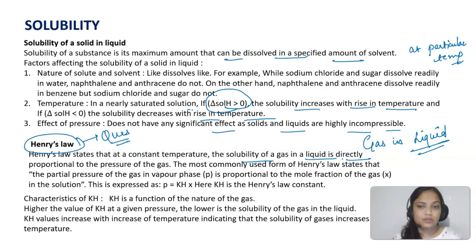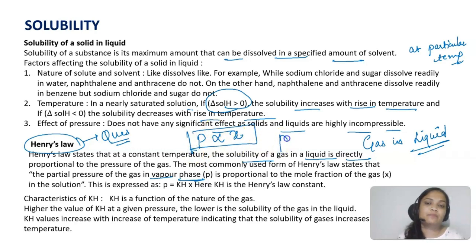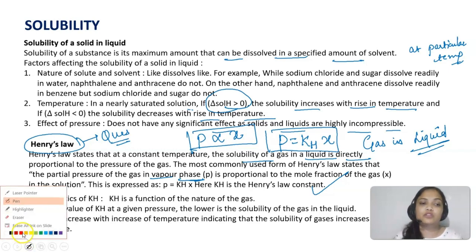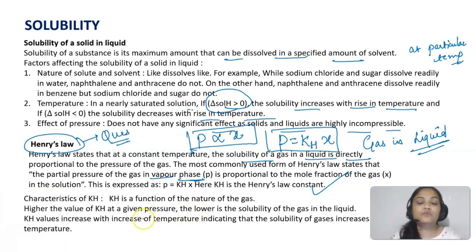So the most commonly used form of Henry's law is: the partial pressure of gas in vapor phase is directly proportional to the mole fraction of gas. So if I remove this proportionality sign, I get P = KH x. So KH is the Henry's law constant. Now this KH is important. I have seen some questions where the value of KH for different gases are given and you need to talk about their solubility. So you must know, students, that this KH is a function of nature of gas.